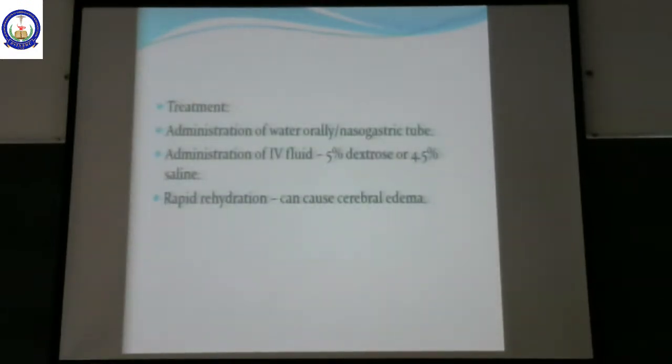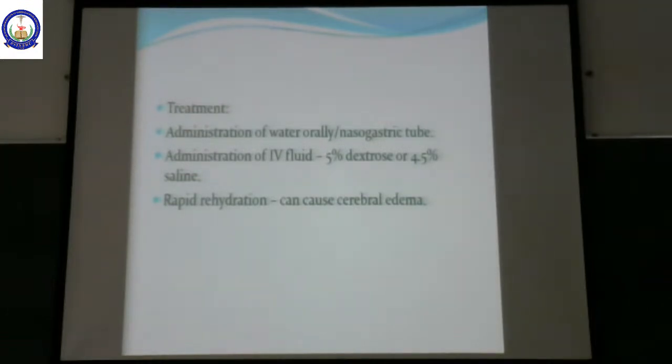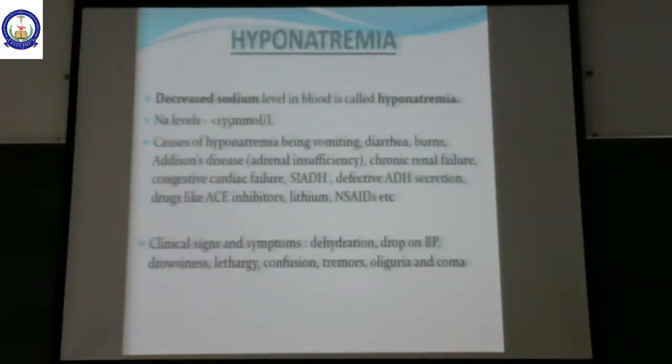How do you treat them? You administer water orally, or if they cannot take it orally, you give it through a nasogastric tube. Administration of 5% dextrose or 4.5% saline. Rapid rehydration can cause cerebral edema. That's why when you are hydrating them, do not overhydrate them, because it can cause edema of the brain. So, gradually you should hydrate them.